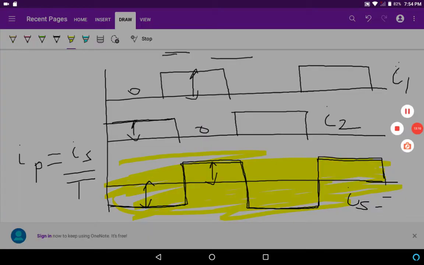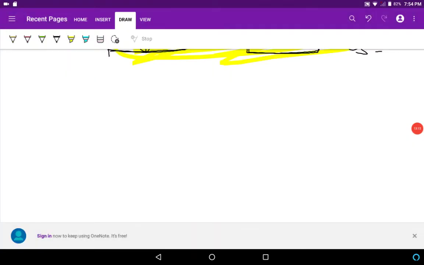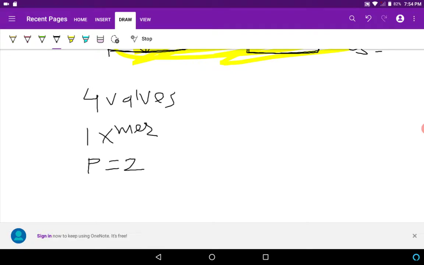So let us summarize the points that we have learned about this full wave rectifier. The first point to note is that it uses 4 diodes. Then it uses one transformer. The pulse number of this type of converter is 2. The peak inverse voltage in this kind of converter is Vm, where Vm is the maximum voltage on the secondary side.